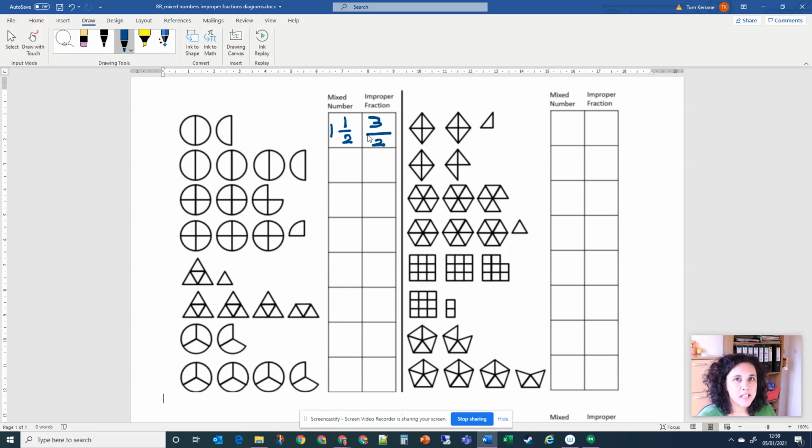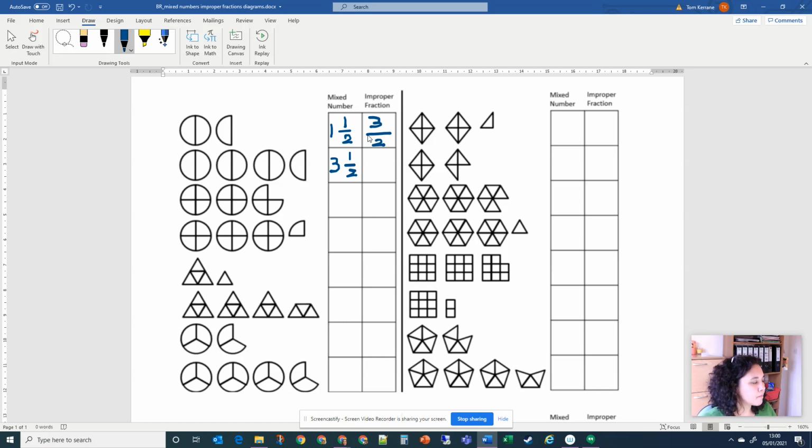Let's try another example. Let's start with the mixed numbers first. I've got circles again. 1, 2, 3 whole circles. My circles have been divided in two. So you can see each circle is made up of 2 parts. So that 2 goes in the denominator. And of those, I've got 1 left here.